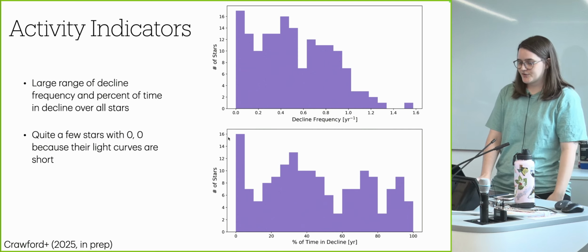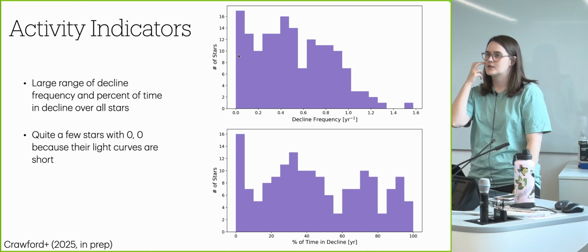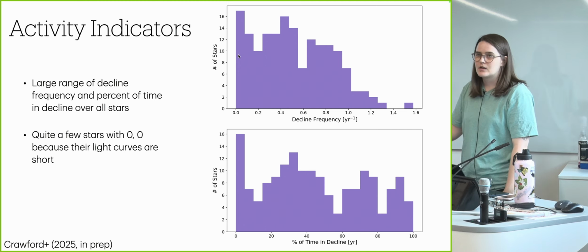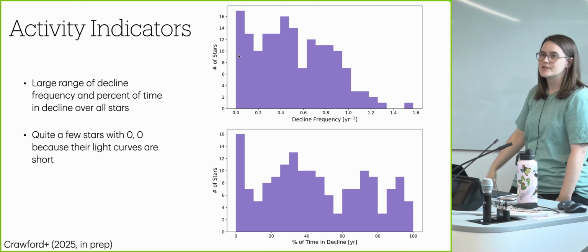We do have quite a few stars that have 0. That's because their light curves are very short, and they didn't go into decline in that time, and so there's not much we can do about that. Ideally you would have long light curves for all these, but we just don't.